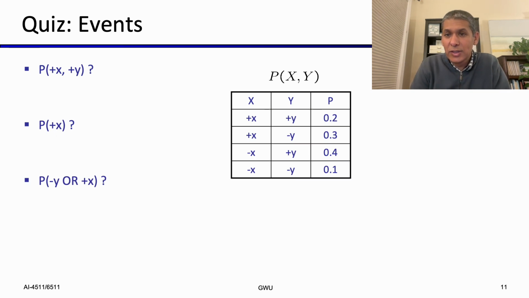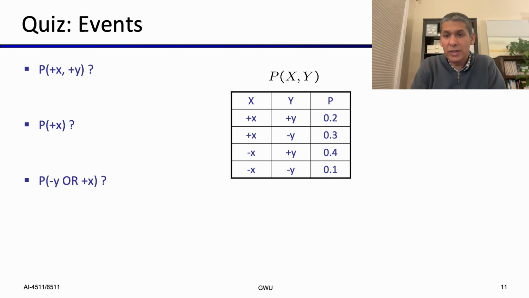Here's a very tiny quiz. You already know some of the answers here. What's the probability of plus x plus y? Well, there's only one matching row here, that's 0.2. Plus x has two matching rows here, 0.2 plus 0.3, that's 0.5. Minus y or plus x, well, let's look at these ones. So we get 0.6. So given a joint distribution table, we can compute this trivially.